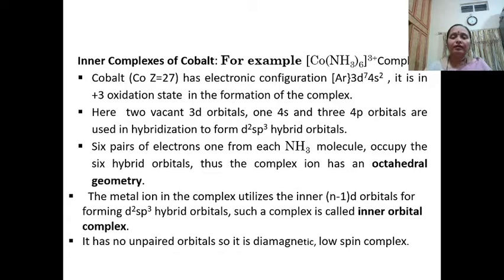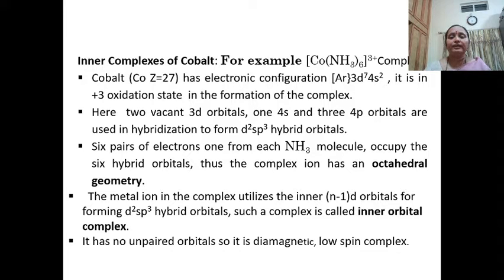So in today's class we are going to mainly deal with the inner and outer complexes of cobalt with coordination number 6. So first, considering one example for an inner complex of cobalt with coordination number 6, let us study the example of the hexaamminecobalt(III) complex. Cobalt has atomic number 27 and its configuration is going to be argon 4s2 3d7.